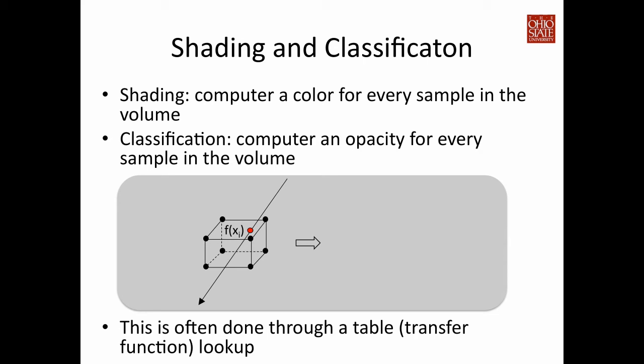Deciding the color and the opacity for every sample point is typically done through a table lookup. And this table is called the transfer function. In the figure here, you see I convert every f of xi. Here x is the location, f is the data value, and then I convert that into c, which is the color, and a, which is the opacity for this sample position xi.